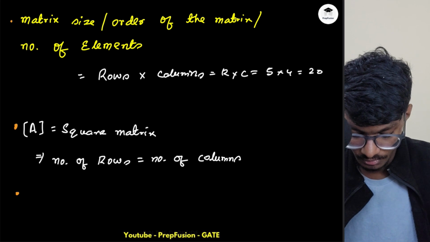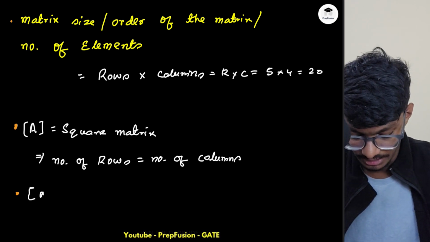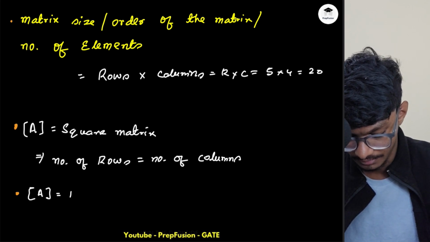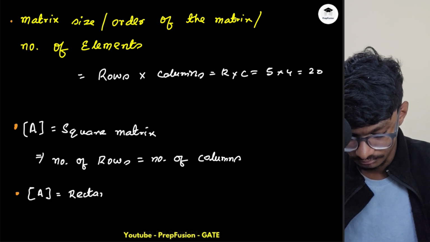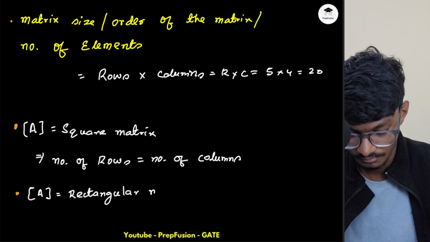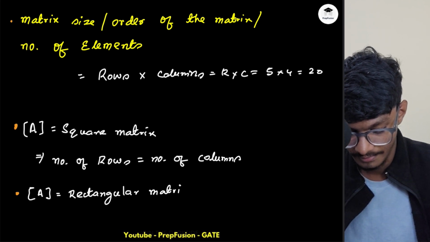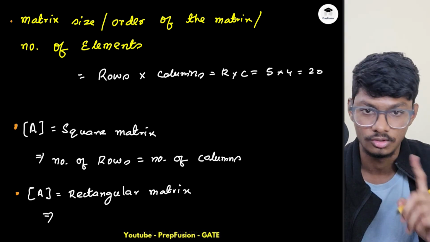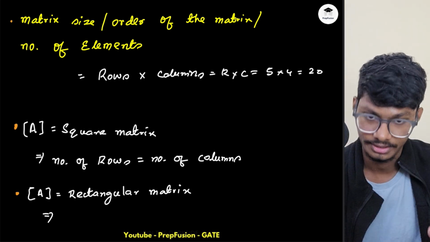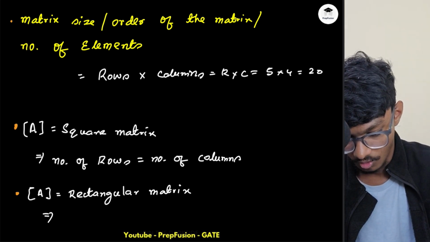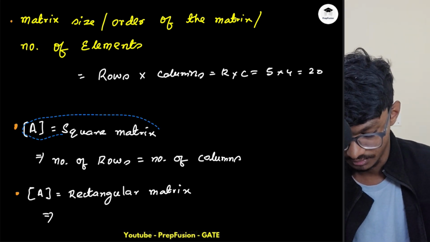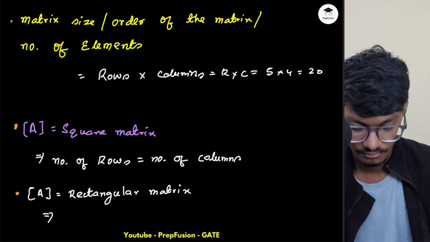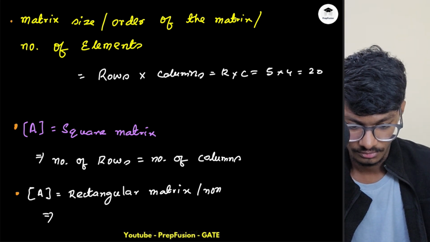And if I call my matrix A a rectangular matrix, then what does it mean? It means that my number of columns is not equal to my number of rows. So then it is called a rectangular matrix, or we can also say it is a non-square matrix.